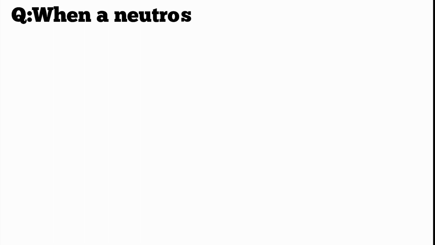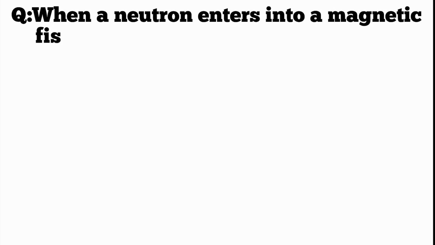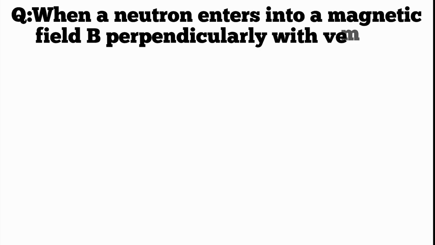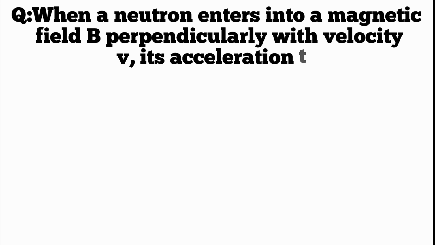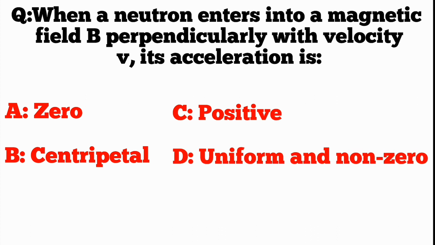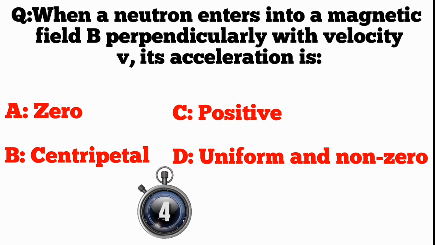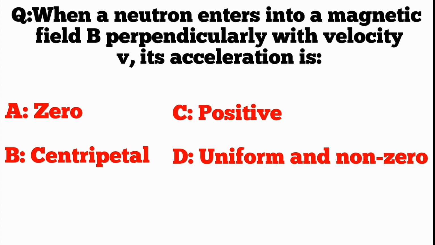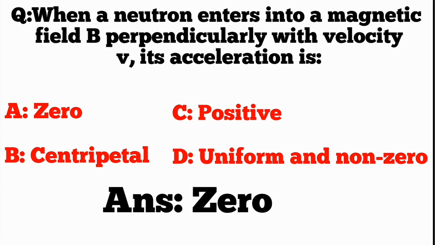Q. When a neutron enters into a magnetic field B perpendicularly with velocity v, its acceleration is A. 0, B. Centripetal, C. Positive, D. Uniform and non-zero. Ans. 0.